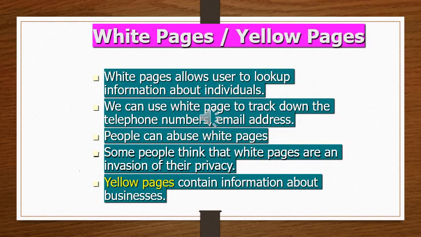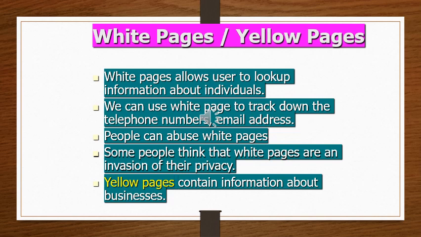Next, we have the white pages and the yellow pages. The white pages allow users to look for information about individuals. People use white pages to track down telephone numbers and email addresses of people. But the problem is people can abuse white pages, and that is why some people think that white pages are an invasion of their privacy. But that's not a big concern in the world we live in today. People go on Facebook and put information about themselves, their phone number, their email addresses, their contact address, where they work, and everything free of charge.